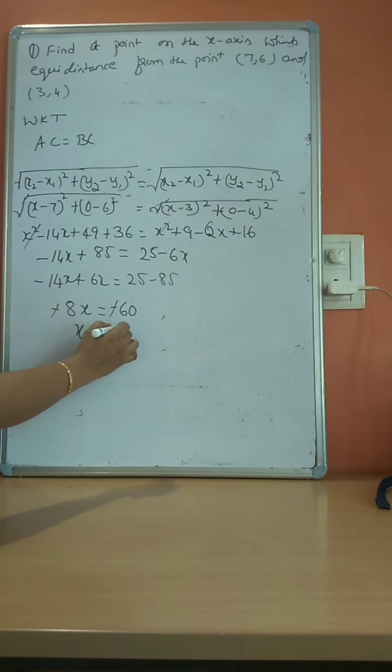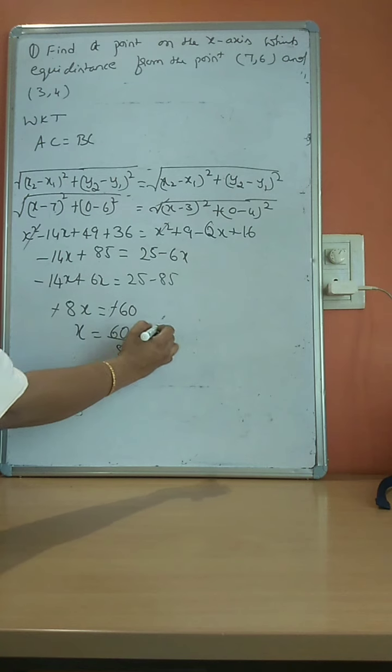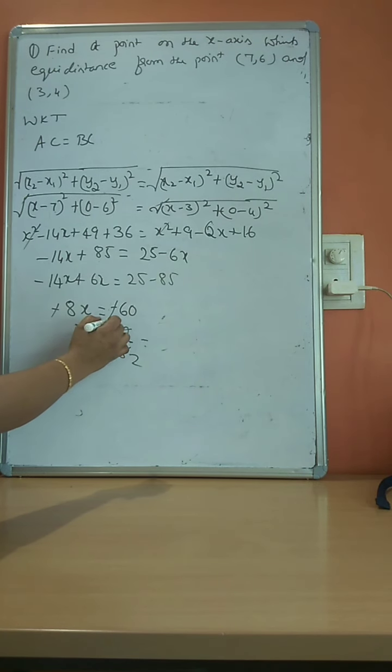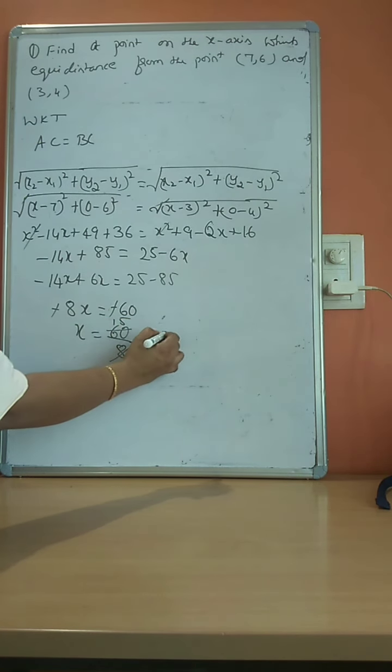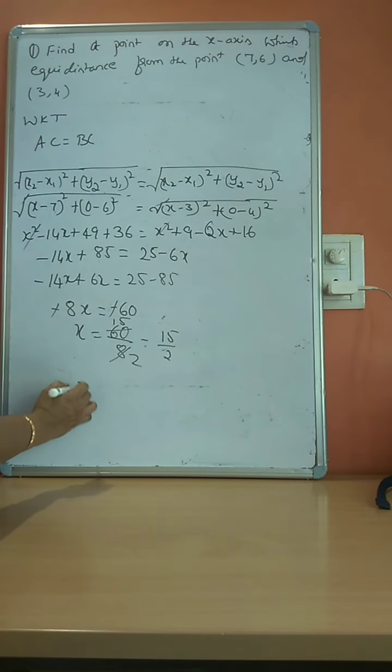X must be equal to 60 divided by 8. This must be equal to simplification. 4 2s are 8, 4 15s are 60, that is 15 by 2. Therefore x must be equal to 15 by 2.